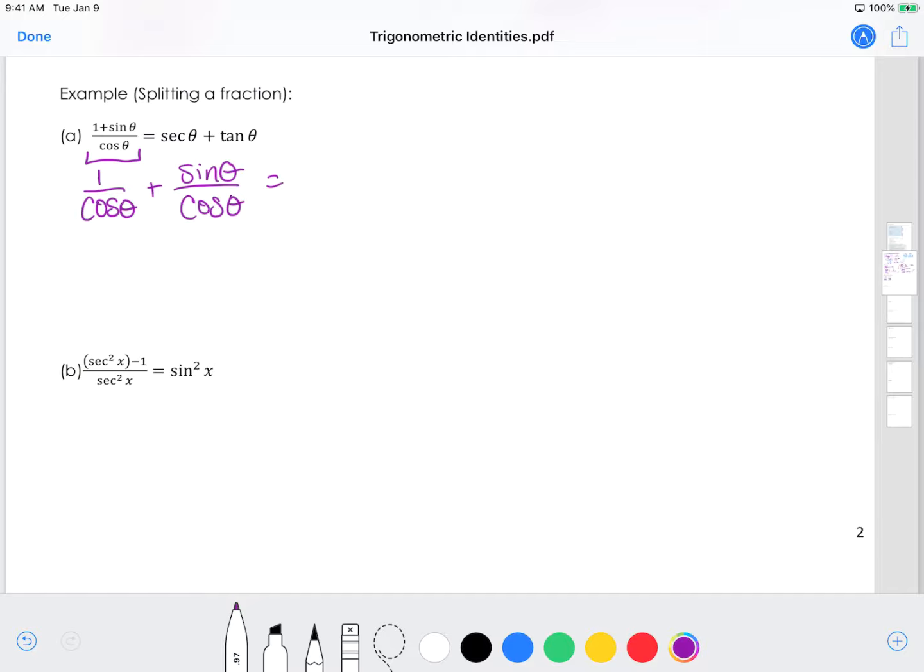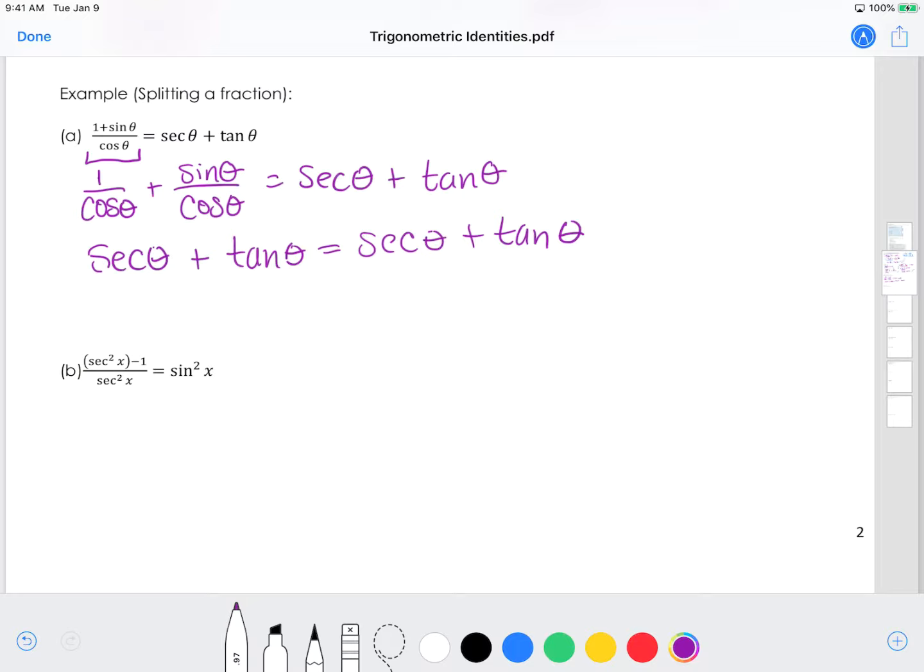I'm not touching the right-hand side. I'm just bringing it down. Okay, so now I have 1 over cosine theta plus sine theta over cosine theta because I split it up into two fractions. And as you know, 1 over cosine theta is equal to secant theta because secant and cosine are reciprocals. And sine theta over cosine theta is tangent theta. So we just showed that the left-hand side of that equation is equal to the right-hand side, and we just proved that identity, so we're good to go.